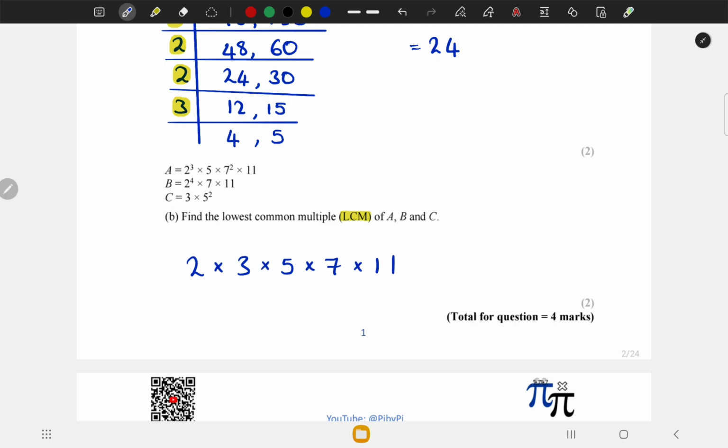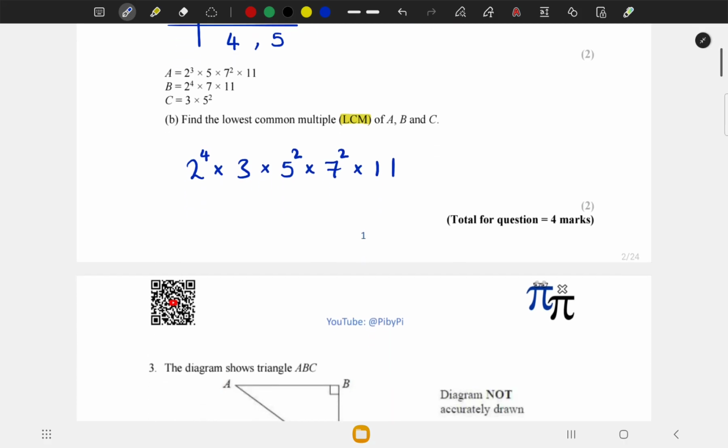Now, when it comes to the powers, whenever you're looking for the LCM, you will take the highest power of each. So if I'm looking at the highest power of 2, I see that it is 4. The highest power of 3 is 1, so I can leave it without a power. The highest power of 5 is 2. The highest power of 7 is also 2, whereas the highest power of 11 is 1. And that there is our solution.